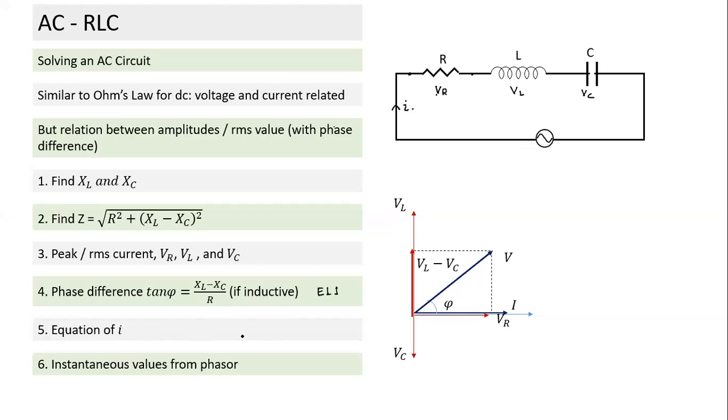Any question? And once we have the equation of I, we can find the instantaneous value. If we want to find the value at a particular instant, suppose we have taken a case when the current is 0 at time t equal to 0. If I draw this phasor at t equal to 0, the value of current is 0, and the voltage across resistance is 0.